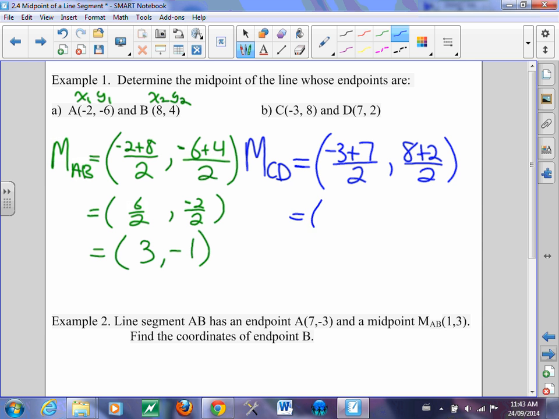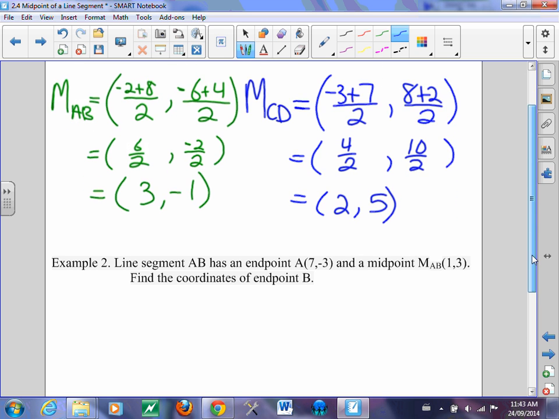Okay? So simplifying, folks, you should have 4 over 2 and 10 over 2. And that midpoint will simplify down to 2 and 5. What's really neat about this, folks, is you don't need to have a graph. You don't need to plot it and have your midpoint. All right? So that's pretty cool about doing midpoints.